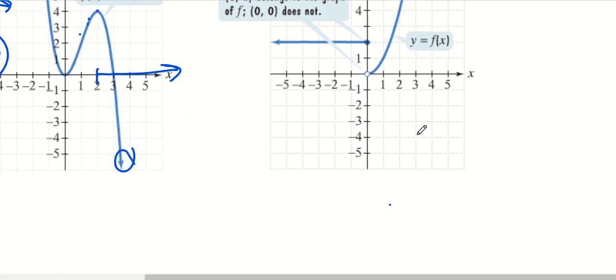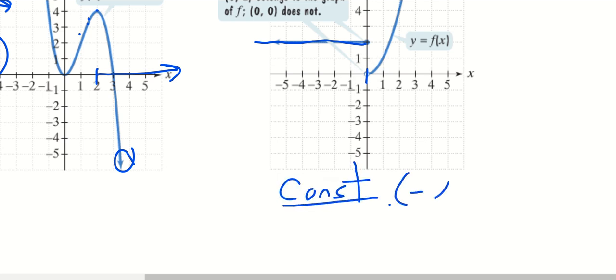Here, if we start off all the way to the left, this graph is horizontal and constant until we hit the x value of 0. So this graph is going to be constant on the interval negative infinity to 0. Again, those are always intervals on the x-axis.